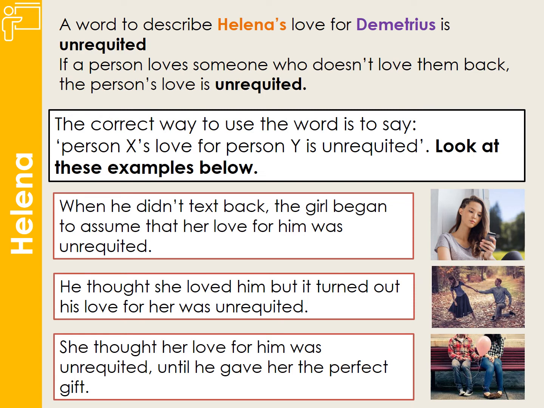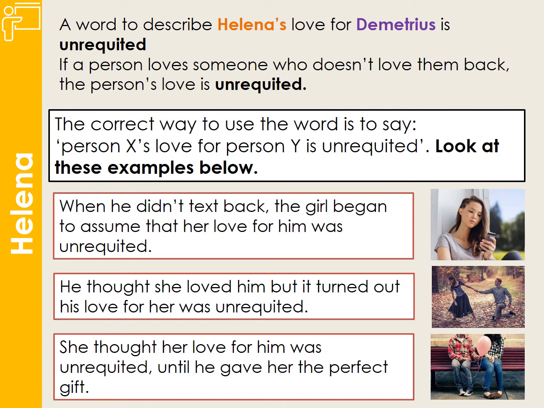One of the new words that we can look at is the word unrequited. Now, what the word unrequited means is when you love someone, but that person does not love you back. So, for example, we can look at these. When he didn't text back, the girl began to assume that her love for him was unrequited. So she's assuming because she's texted him, she loves him, but he's not answered, that he doesn't love her back. So it's unrequited. He thought she loved him, but it turned out his love for her was unrequited.